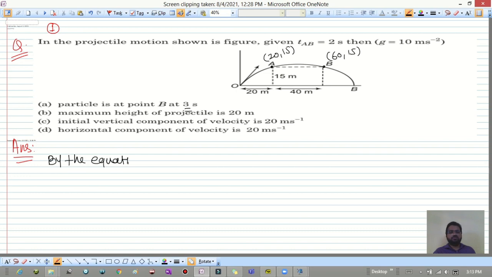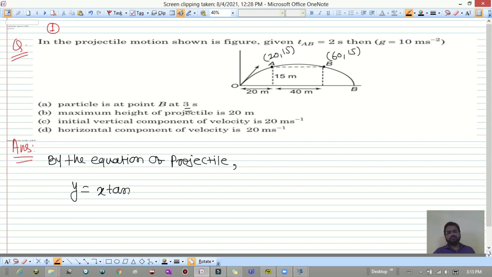So by the equation of projectile, we can write y is equal to x tan theta in bracket 1 minus x divided by R, right? So what is x over here? X is the x coordinate which we have, y is the y coordinate we have. So at x is equal to 20, y is equal to 15, just put it over here.